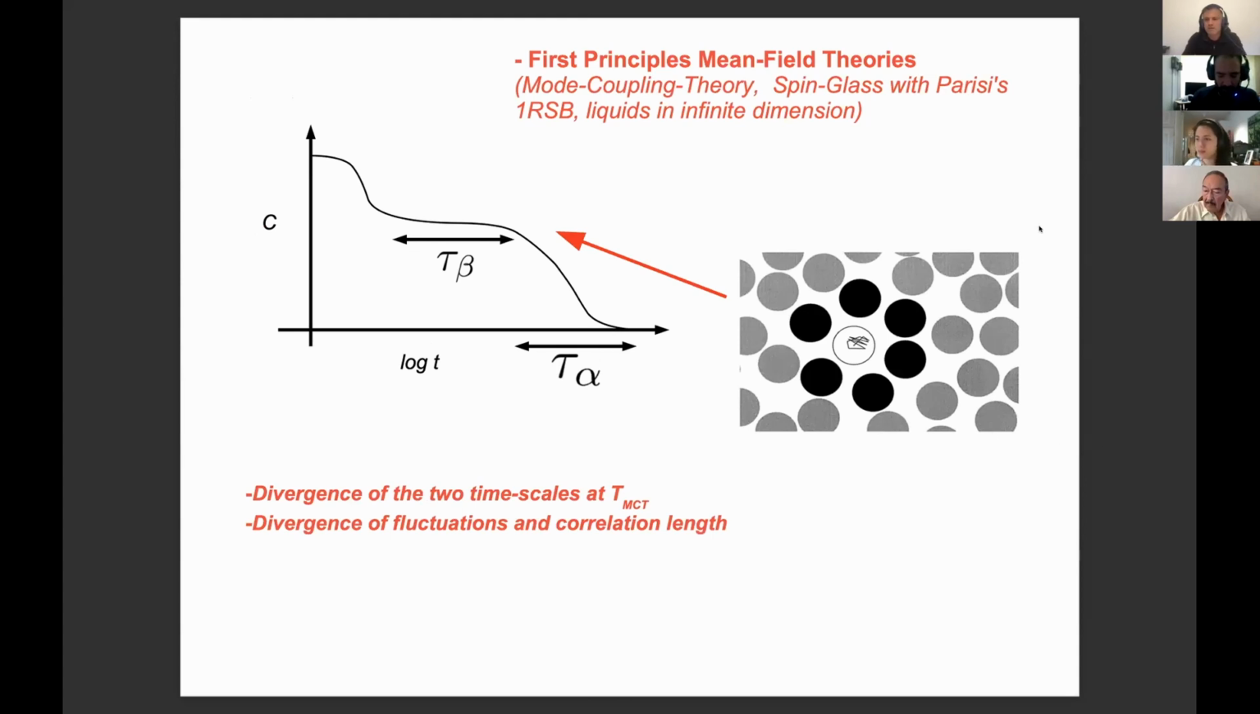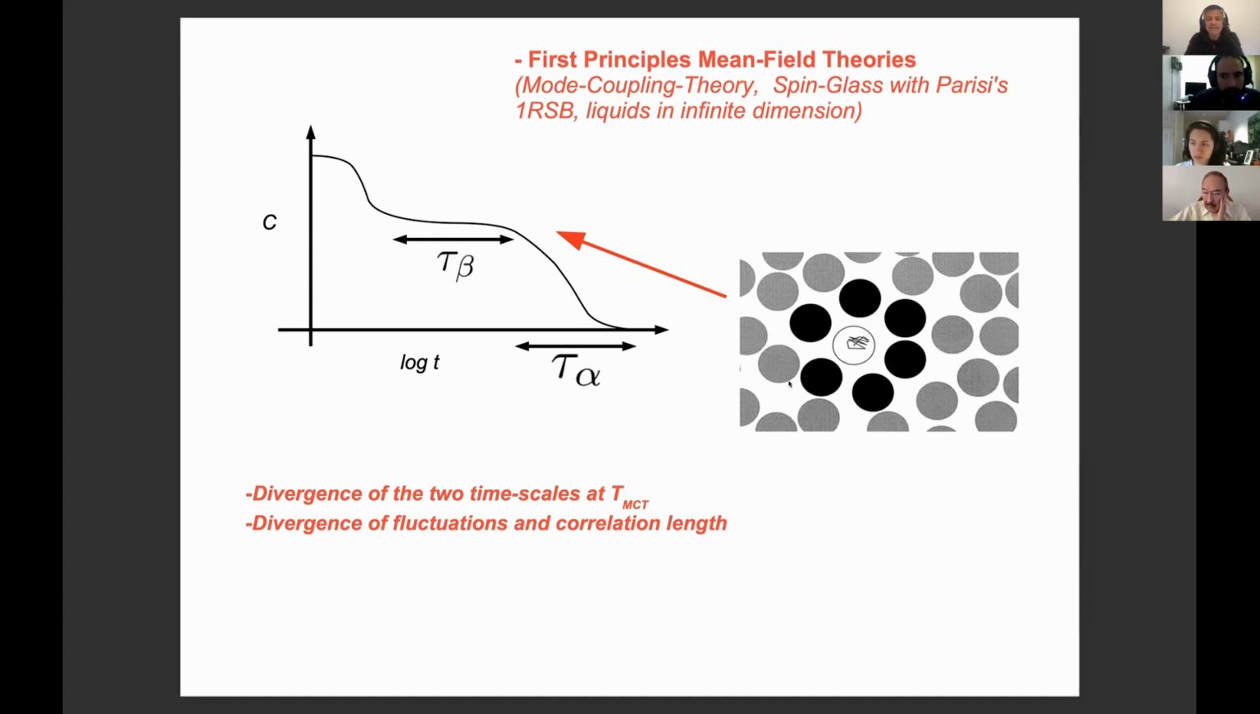So as Grzegorz mentioned, what I call first principle mean field theories, like mode coupling theory, but also spin glasses with one step of replica symmetry breaking, and also liquids in infinite dimension, they all share this nice behavior of the correlation, which is observed in actual supercooled liquids. You have this double step relaxation, and you can identify two regimes: the beta regime where you stay close to this plateau value, and the alpha regime where you exit it.